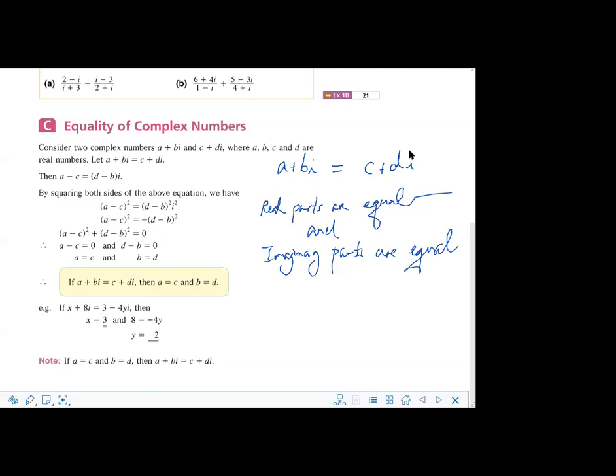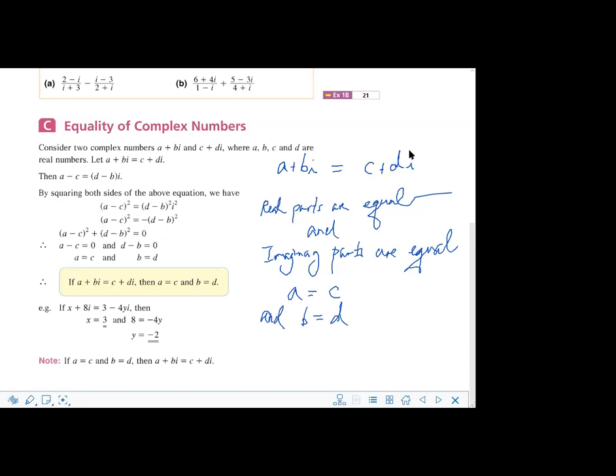So if the two complex numbers are said to be equal, then we can say that their real parts, that is a and c, will be equal to each other, and their imaginary parts, the coefficient of i, b and d, will also be equal to each other. Okay? So that is like this. But there is a special case.